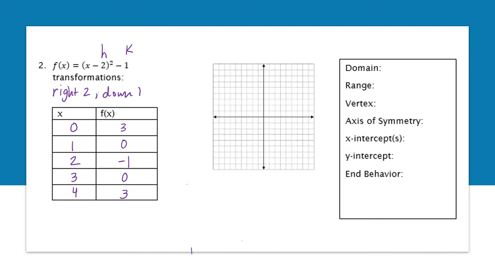So I'm going to put a star here. As we discussed, this is the vertex. That's why we chose to put it in the middle of our table. So I am going to fill that in in the box on the right. All right, so now I'm going to plot these points. So I have (0, 3), (1, 0), (2, -1), (3, 0), and (4, 3). So here's my parabola.